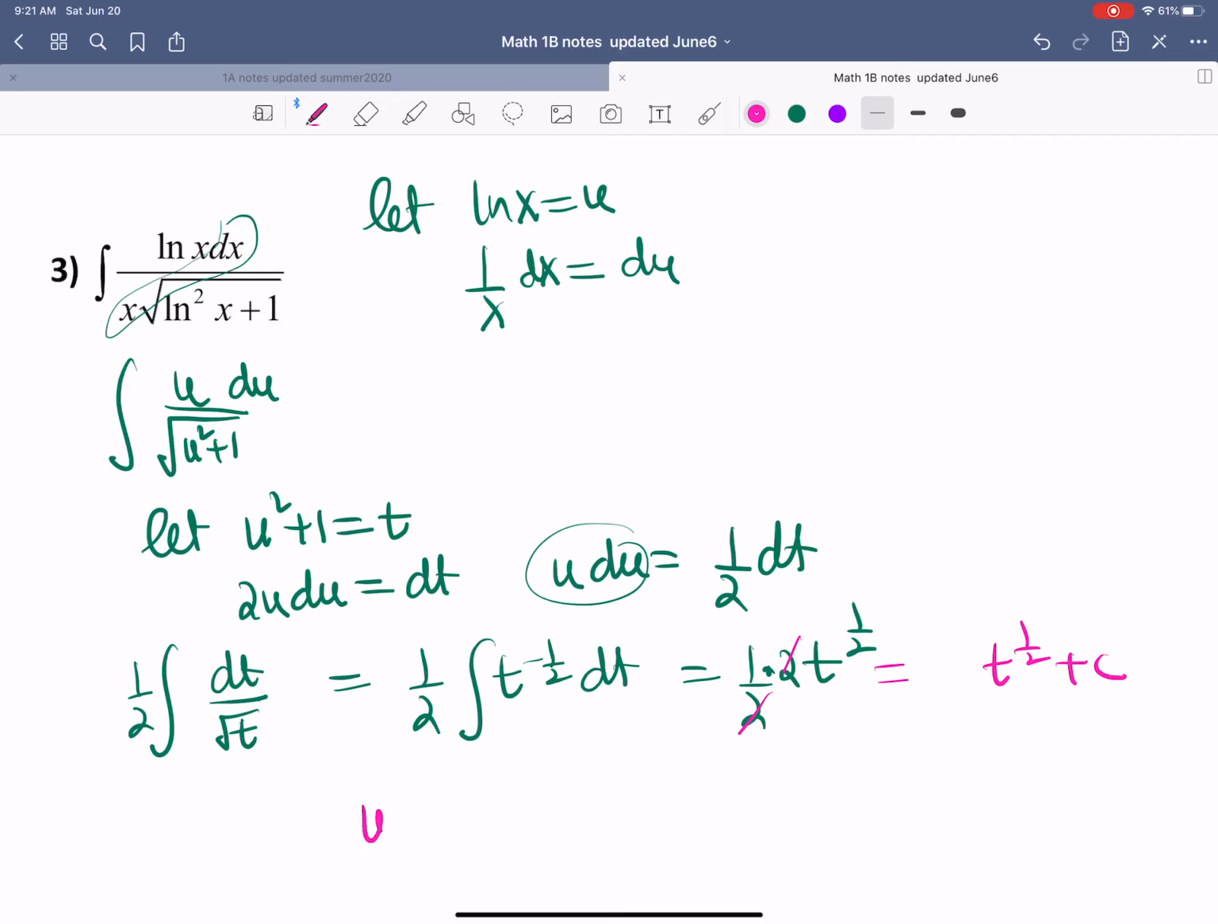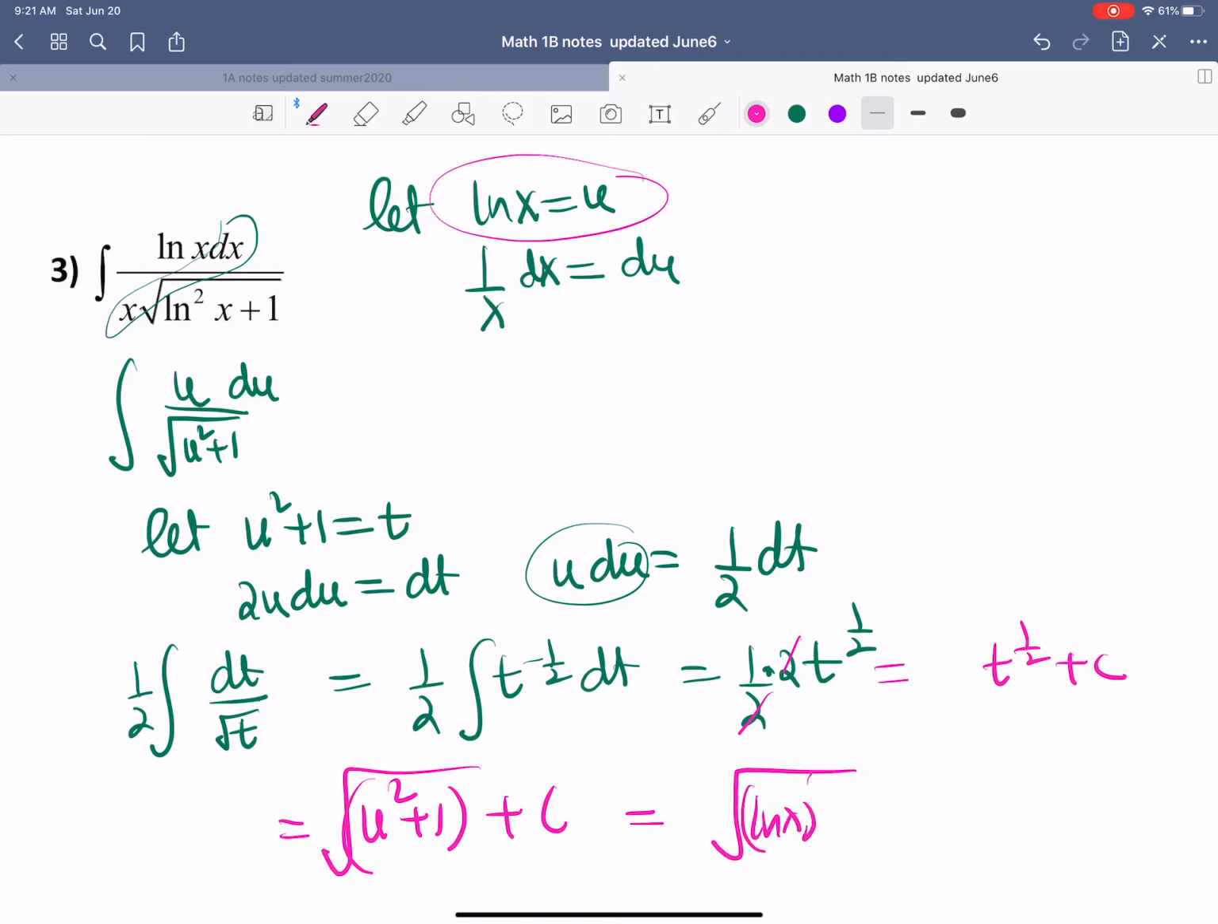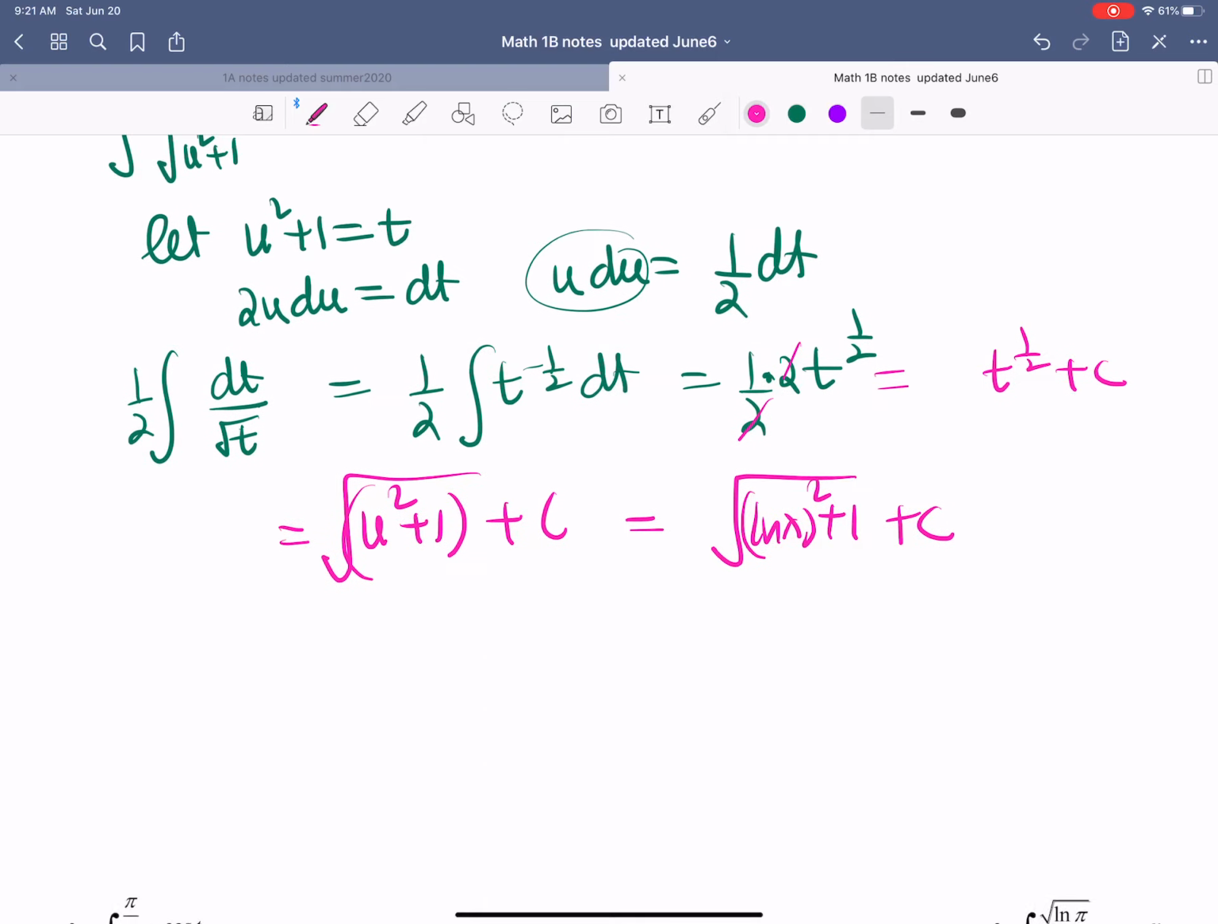Now what did we call t? We called u squared plus 1 t, so I'm replacing the t by u squared plus 1, and then again u was natural log of x. So the final answer, square root of natural log of x squared plus 1, plus c, is what I would be left with as my integral. Okay. All right, example number 4.